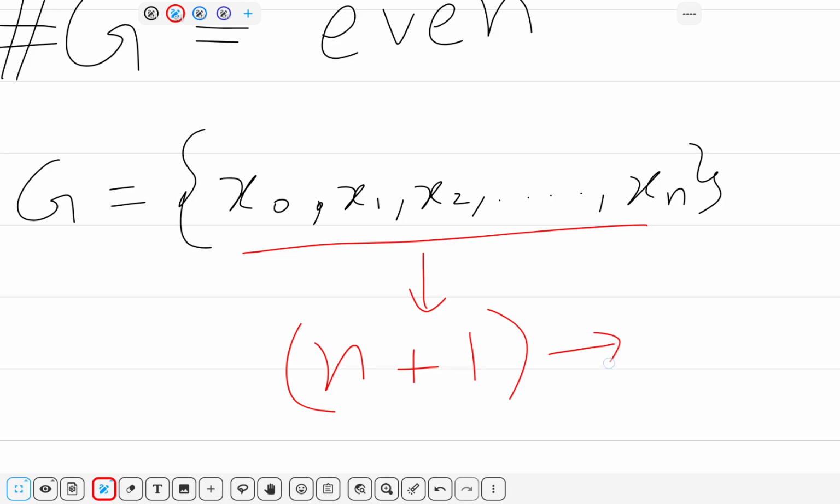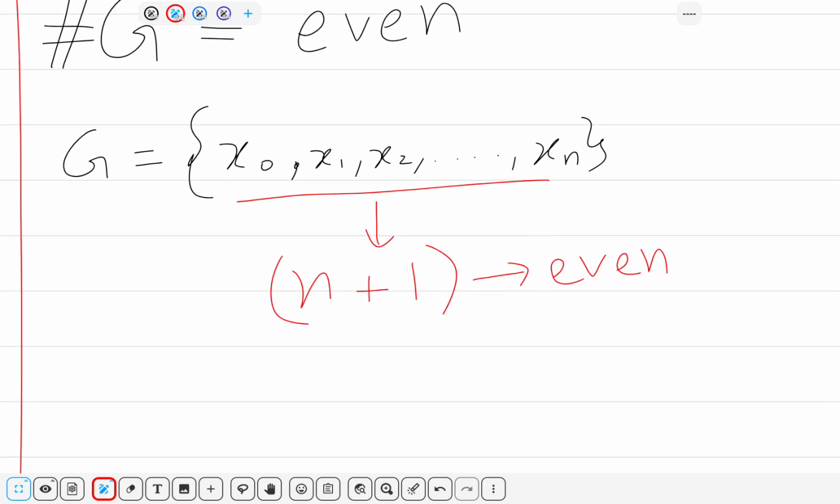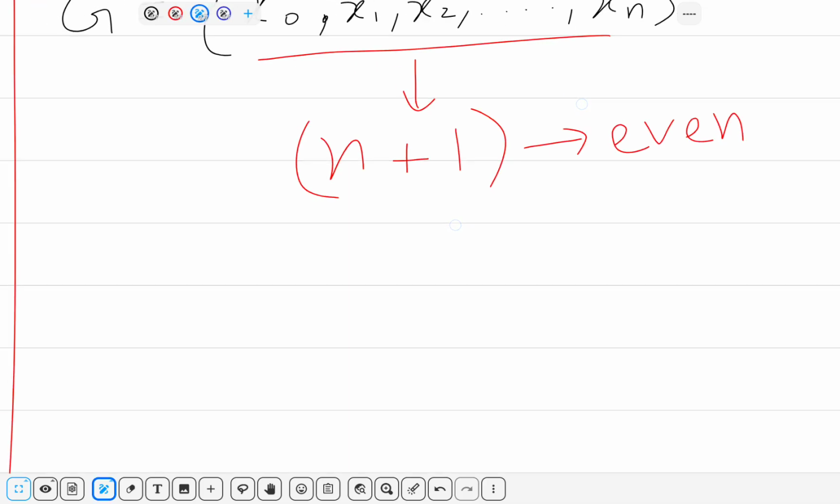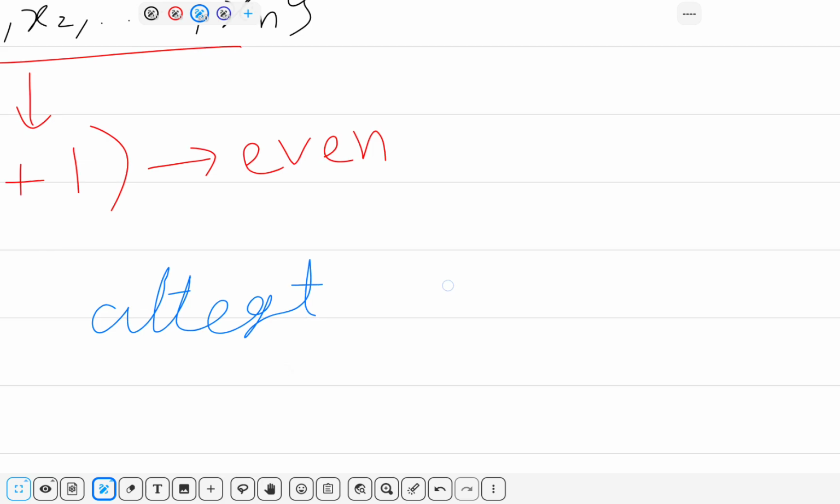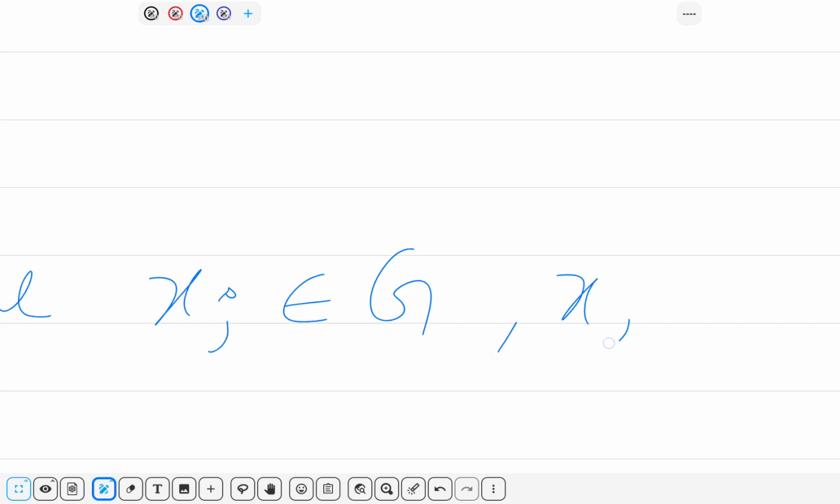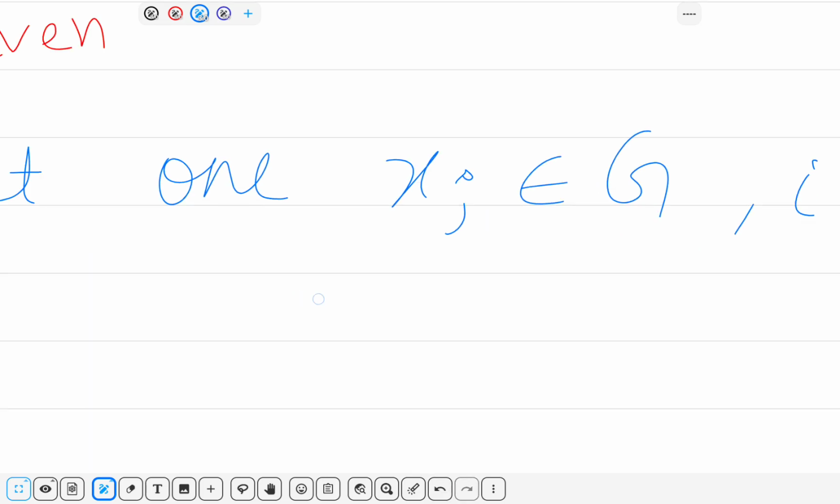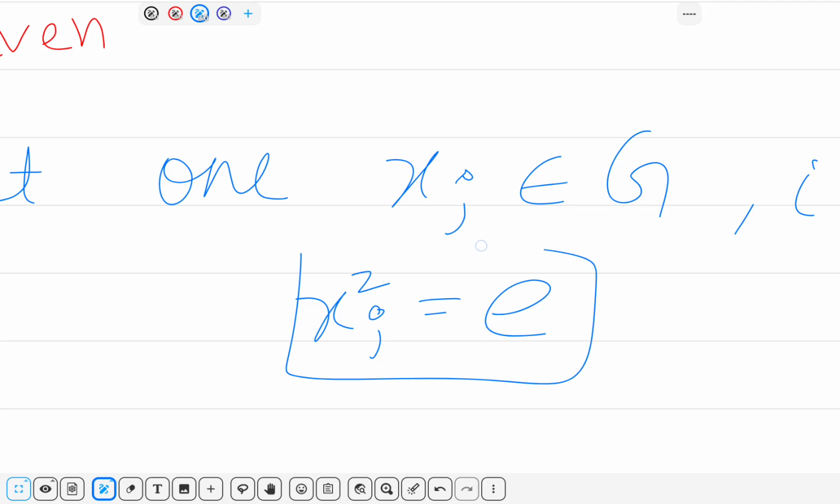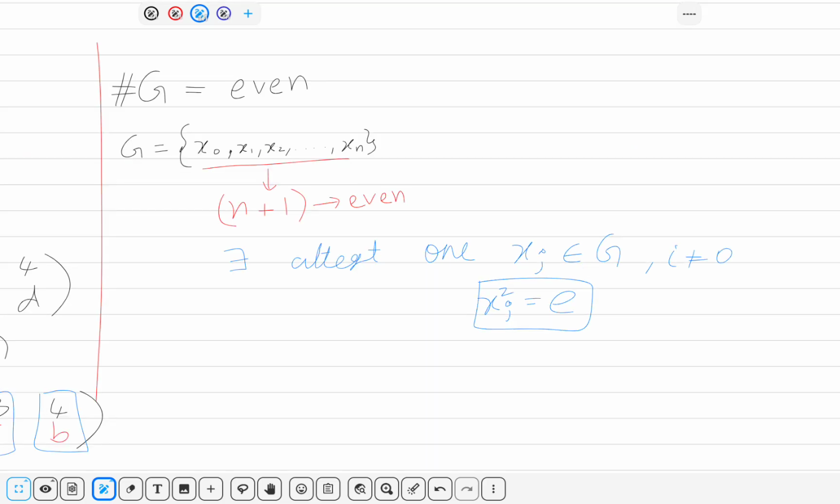Now the question was, if the number of elements in a group is even, I have to prove that there exists at least one element, let's say xj, such that it belongs to the group, which is not identity, and the speciality of this element is that when you square it, you get identity back. So that's the question basically.